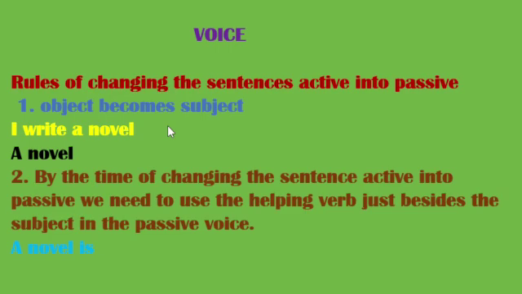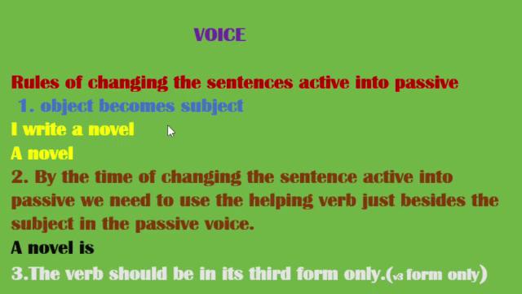The third rule is that by the time of changing the sentence from active into passive, the verb must be in its third form only. If you observe this active voice, I write a novel, write is the first form. So what is the conjugation of write? The conjugation of write is write, wrote, written, writing. So the third form is written.